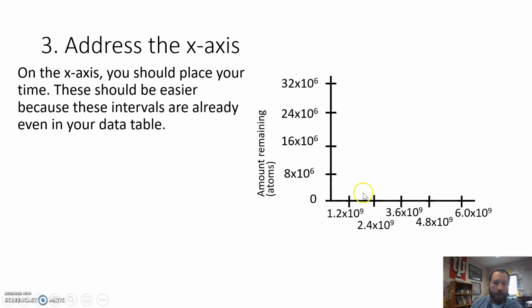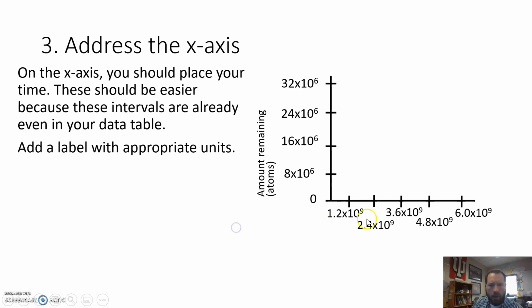So if we look back at our data, this time you're okay to just plot your data. We always went up by 1.2 billion years. That's an even interval. So here I can just plot my even interval: 1.2 billion, 2.4 billion, 3.6 billion, so on and so forth, up to our 6 billion. And that comes just straight from the data.